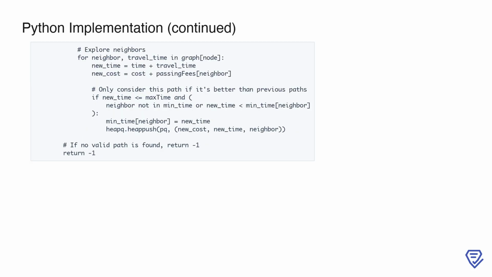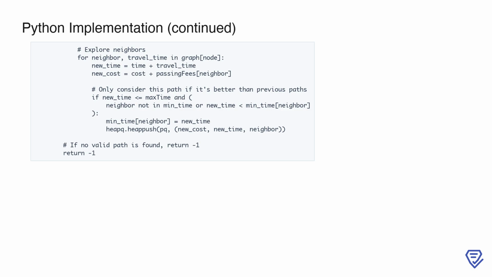Now, we explore the neighbors of the current node. For each neighbor, we calculate the new time and cost required to reach it. The new_time is the sum of the current time and the travel time to the neighbor, while the new_cost is the sum of the current cost and the passing fee for the neighbor node.